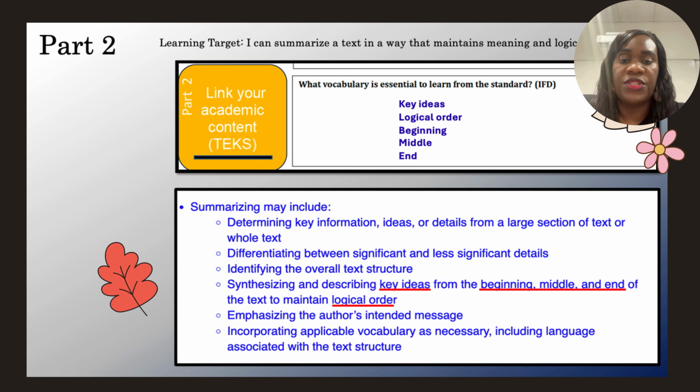Notice that the words key ideas were underlined, beginning, middle, and end was underlined, as well as logical order. So these are academic content to help you link into your language objective.